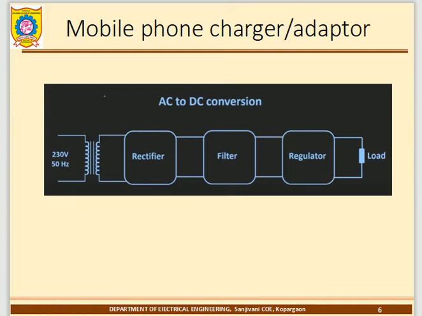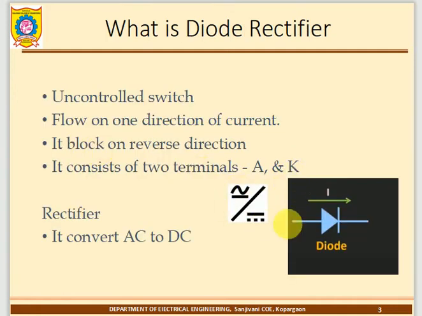Is a diode a controlled rectifier? No, a diode is not a controlled rectifier. What is the meaning of a controlled rectifier? The device consists of a gate terminal. Some examples of such devices are SCR, MOSFET, IGBT, and also the triac.